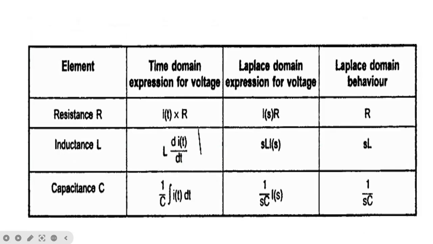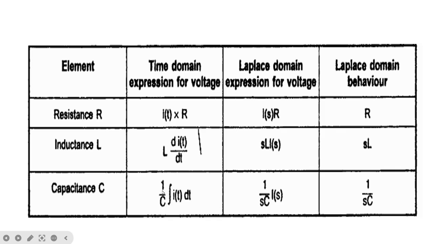And here, this table is about the Laplace transform of the electrical network. So when you have a resistance in time domain, you will write the voltage as i(t) into R, whereas in Laplace domain, you can write it as I(s) into R. And this is the Laplace domain behavior, that is R. Inductance, you can write it as L into di/dt, whereas in Laplace domain it is written as sL into I(s). Similarly here, the Laplace domain behavior is sL.